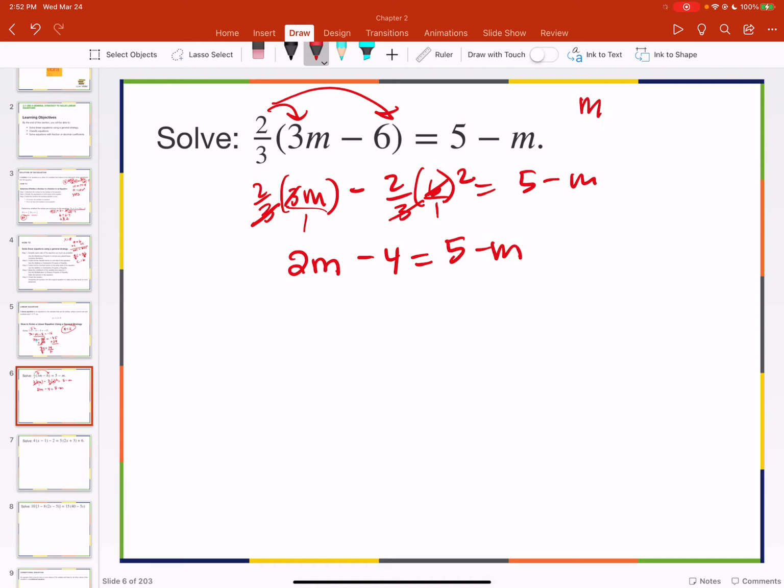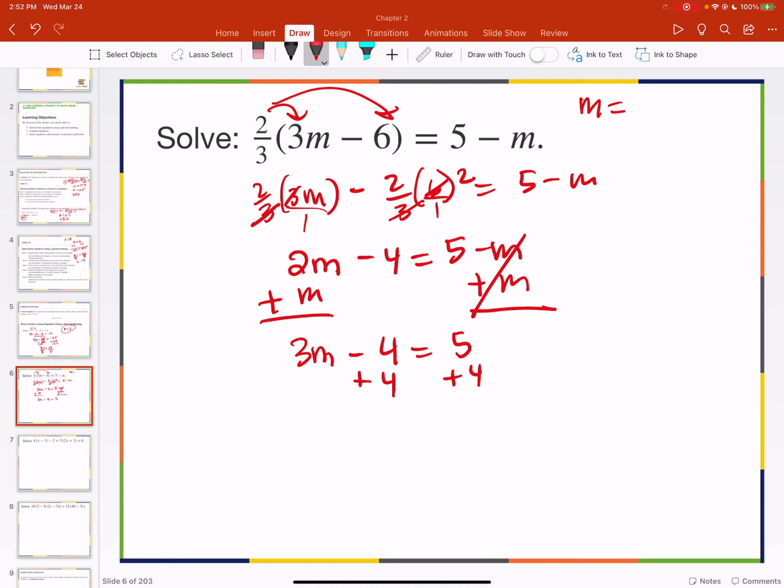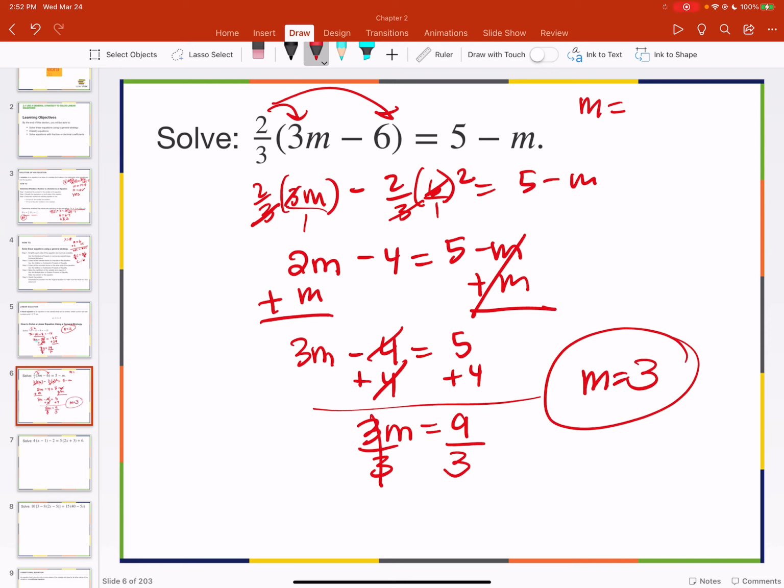Now, we want to get to where m equals something. So I'm going to add m to both sides here. So I get 3m minus 4 is equal to 5. Now I'm going to add 4 to both sides. Then you get 3m is equal to 9. Finally, divide by 3, and m is equal to 3. All right, let's do another one.